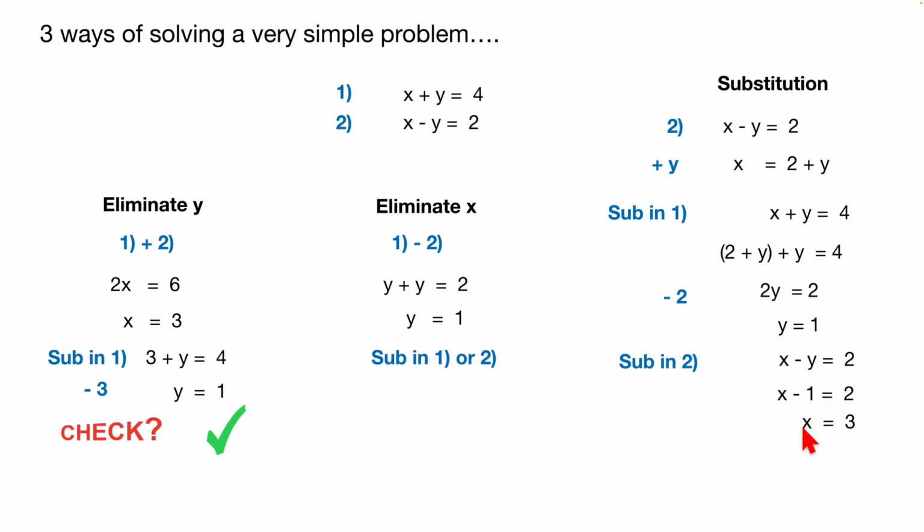Add 1 to both sides. X equals 3. Same answer. X equals 3, X equals 1. Of course, it's going to be the same answer. We've just solved it a different way.